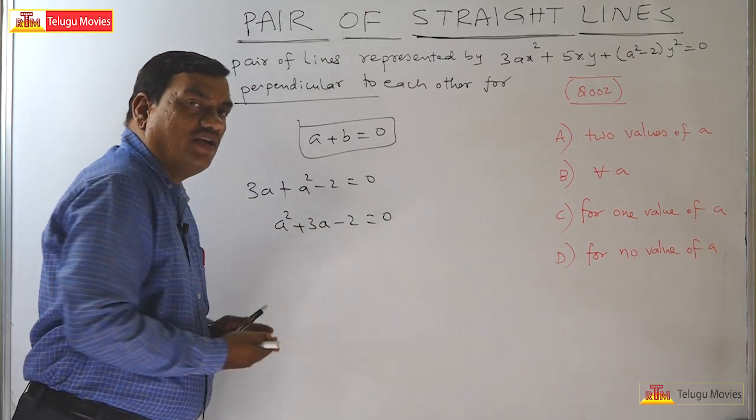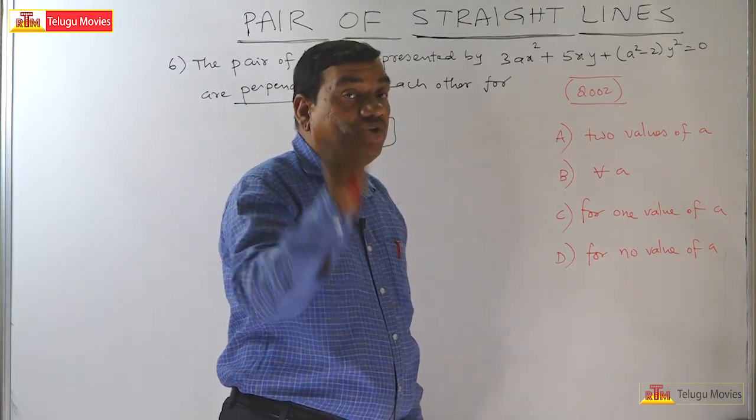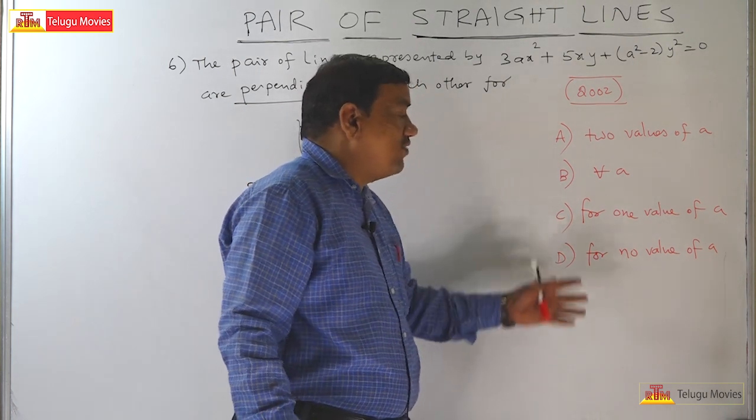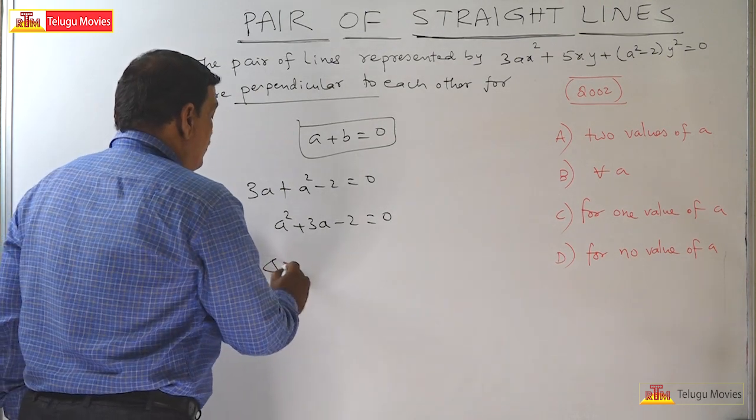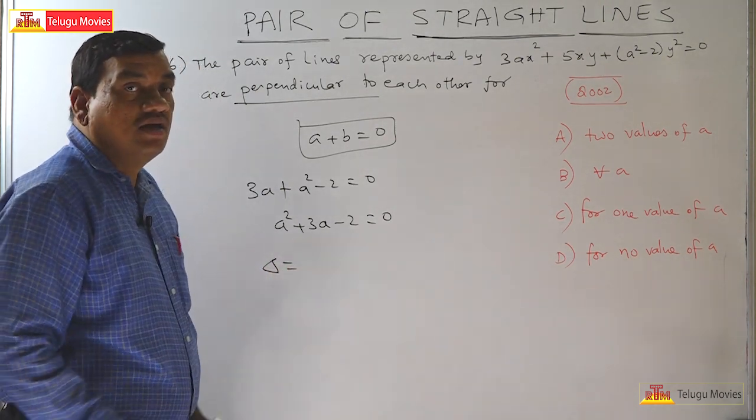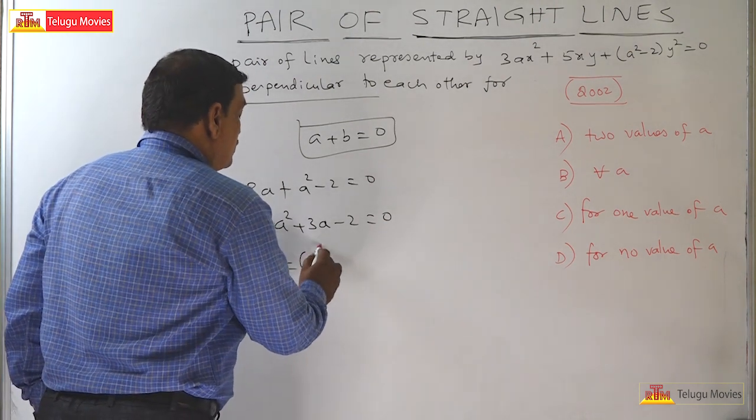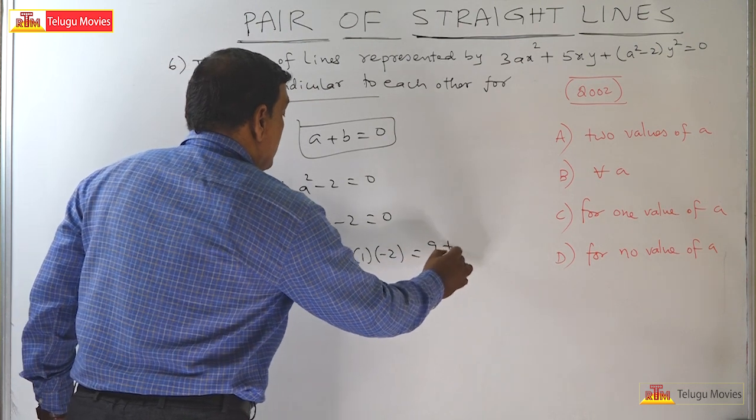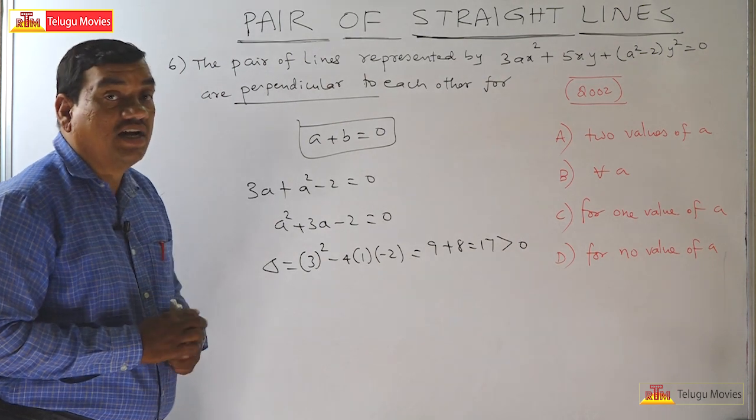Here you can solve the equation, otherwise he is not asking what the value of a is. He is asking for two values of a, for all values of a, for one value of a, or for no value of a. So for that, simply find the discriminant, delta, that is b square minus 4ac. That is 3 square minus 4ac, which is equal to 9 plus 8, that is 17, greater than 0.